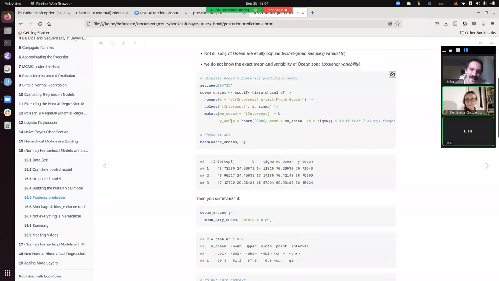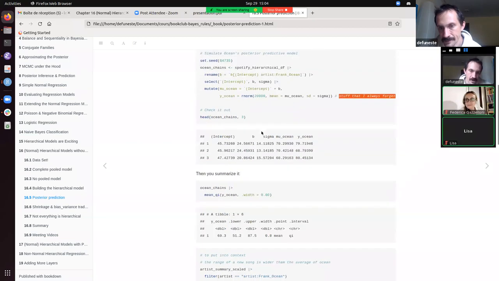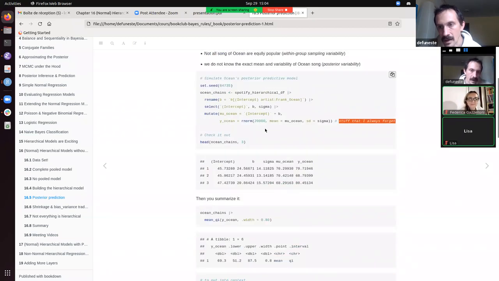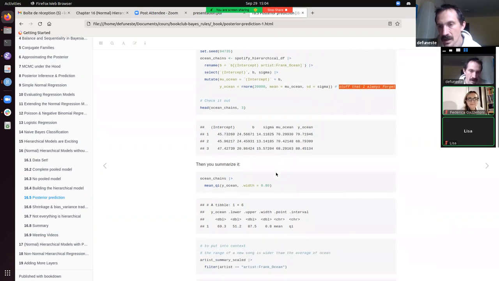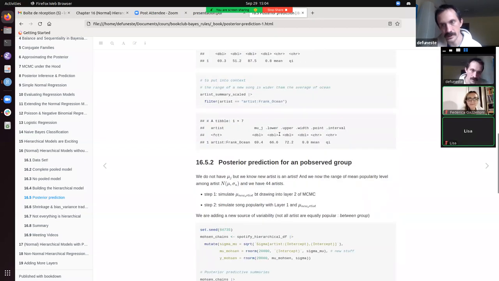So this is it. Basically, we are just drawing the same number of results with his mean and sigma. This is it. There's no magic here. We are just applying this formula to get his estimation. And then you get a huge data frame with every piece of information, and then you can use rules. That's it. This one was not difficult.